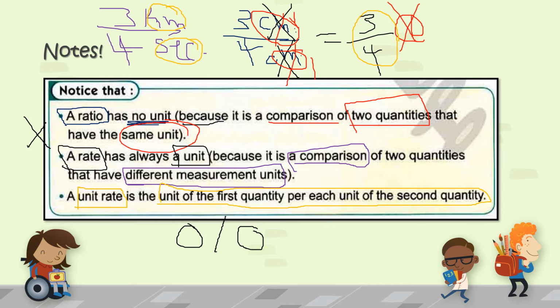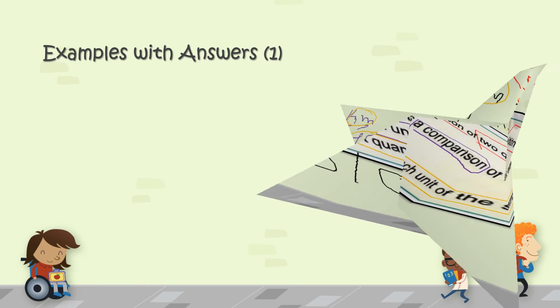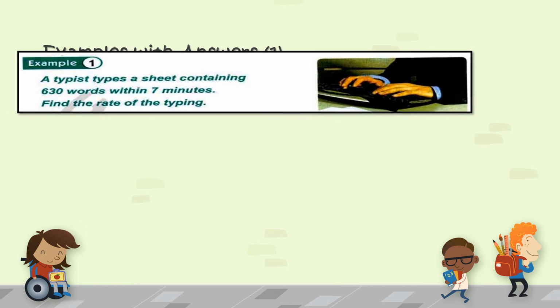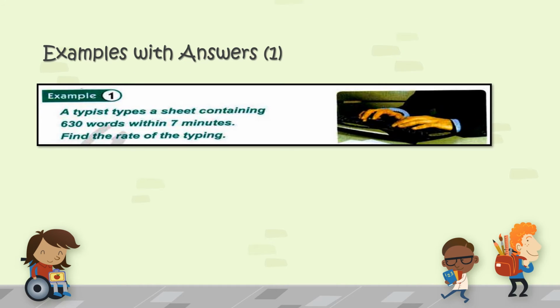So examples with answers number 1. These examples that we're going to have now will help us understand the rate a little bit more. So this example says a typist types a sheet containing 630 words within 7 minutes. Find the rate of the typing.